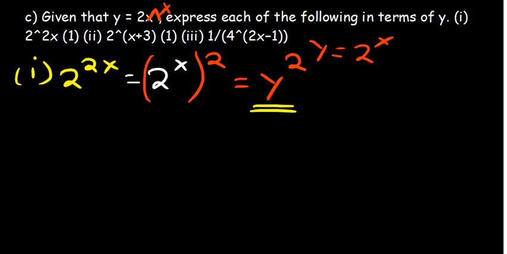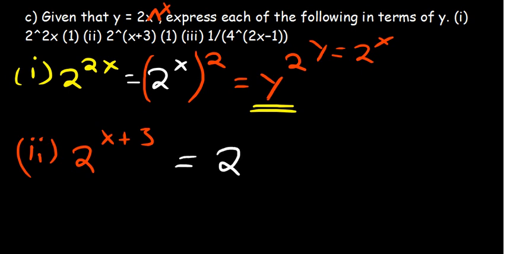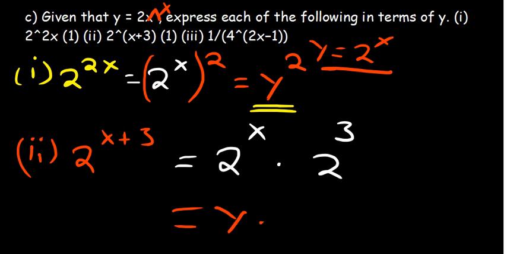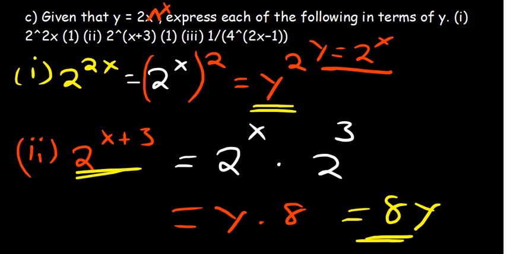You can now go to the second question, which says 2 to the power x plus 3. Whenever you have powers being added, it simply means you are multiplying same bases, so you add the powers. That's what we have after expansion. Where there's 2 to the power x, it's equivalent to y. Then 2 to the power 3 is 8. So what we have there is 8y, the simplified form of the expression. So we express it in terms of y.